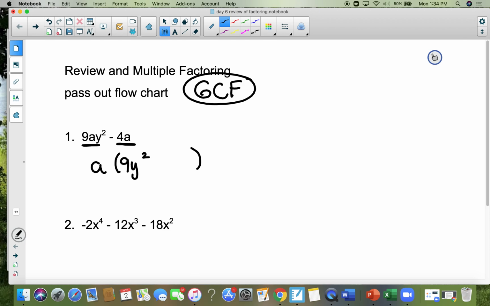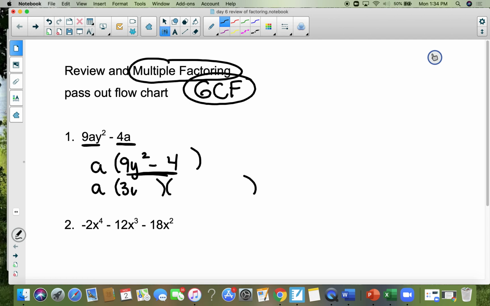9y squared minus 4. So I did 1. You're going to do multiple factoring today. So I did that 1 where you can take out the GCF. And now I recognize that this one's a different one. So I'm going to do at least 2 of them in every problem.